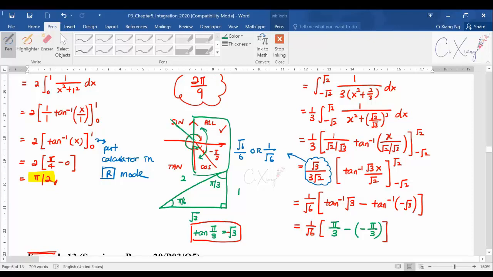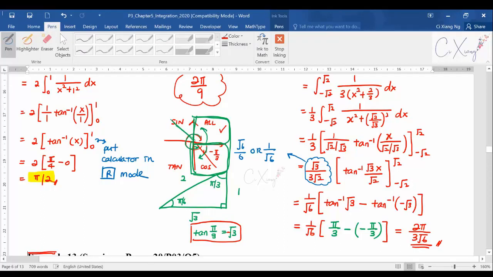So it might be a bit confusing for you, but for now please make sure you remember that for any tangent inverse, for a positive value you take the first quadrant, and for a negative tangent value you take the fourth quadrant, but you show it as a negative angle, in the opposite direction. That's why I'm having negative pi over 3 here. When you complete and simplify it, you will have 2 pi over 3 and then square root 6. Okay, so this is the exact value.